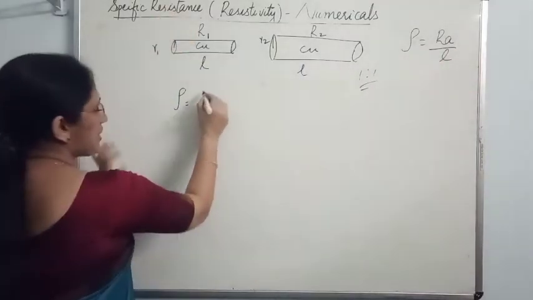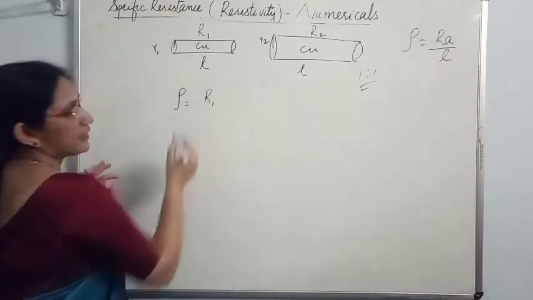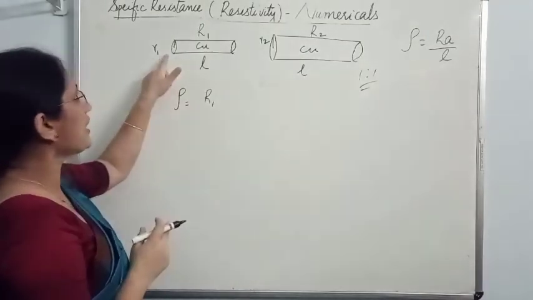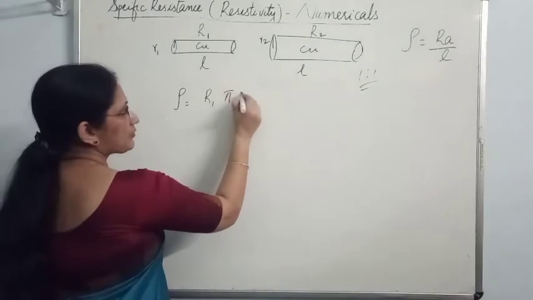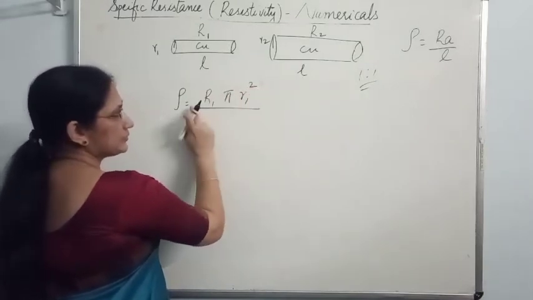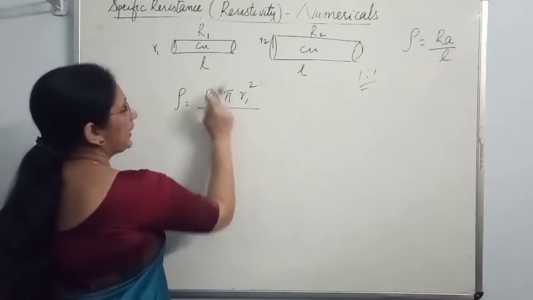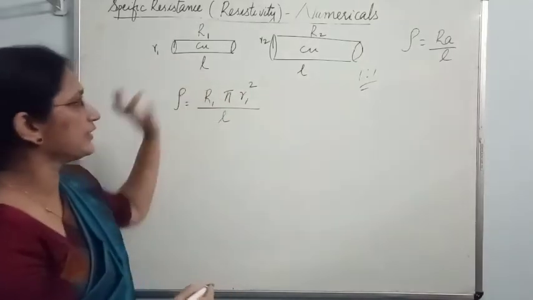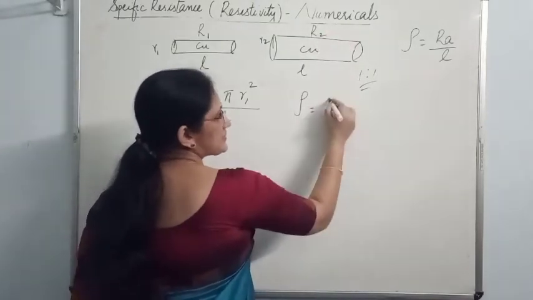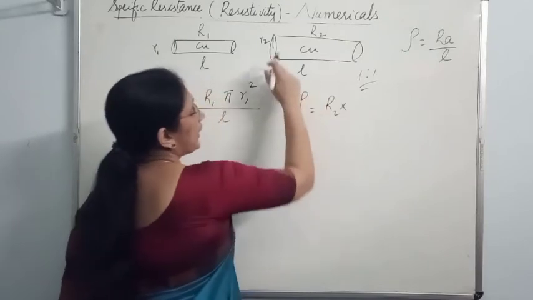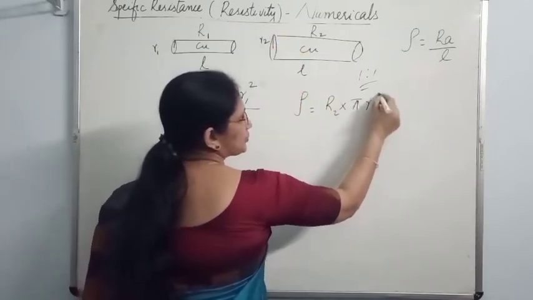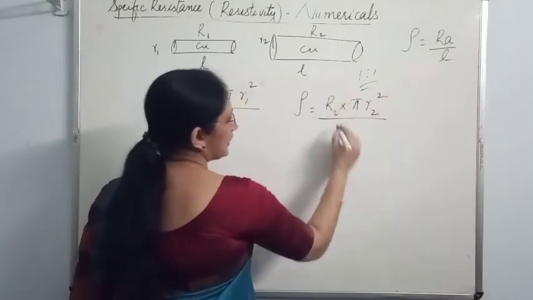Here R is R1, radius is given. So area of cross section will be pi R1 square. The resistance is rho into A upon L, where length is L. Similarly, here, rho for the second wire is R. Its resistance is R2 into A, area of cross section is pi R2 square, upon L in this case.